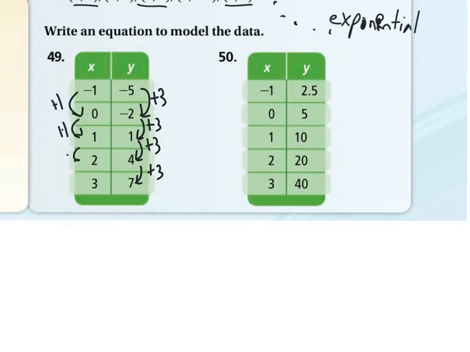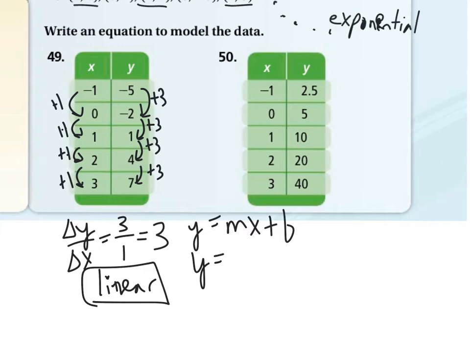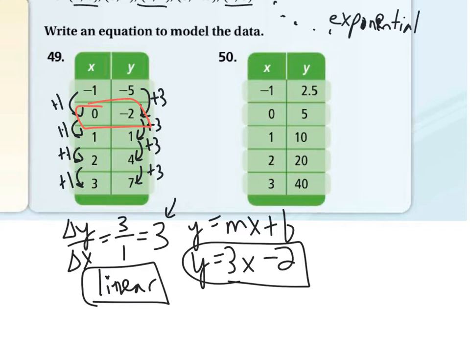And you can see x is increased by 1 each time. Y is increased by 3 each time. And so our change in y over change in x, or the slope, is always staying the same. That means we have a linear function. Again, this would be very easy for us to even come up with the equation. Linear is y equals mx plus b. We already said the slope was 3, and if you look at the table, they've given us the y-intercept. So easy enough, there would be our equation.